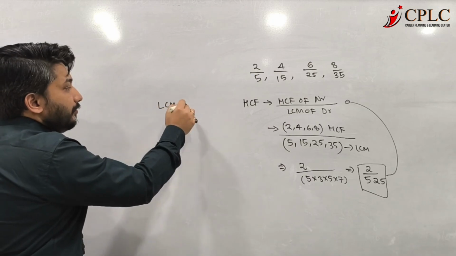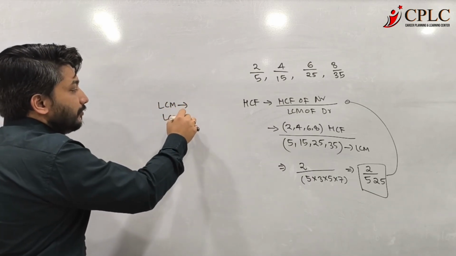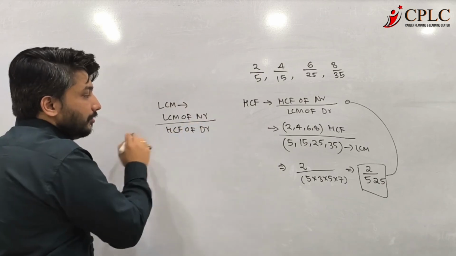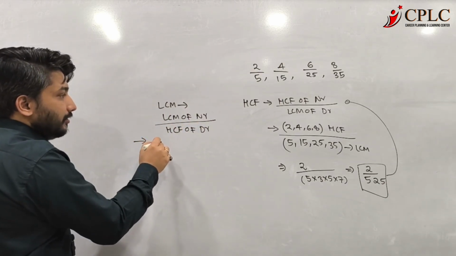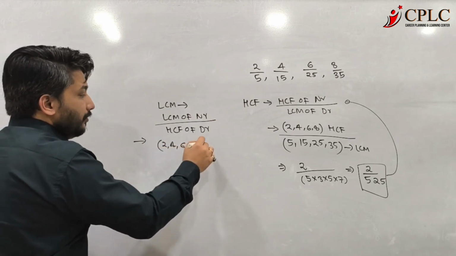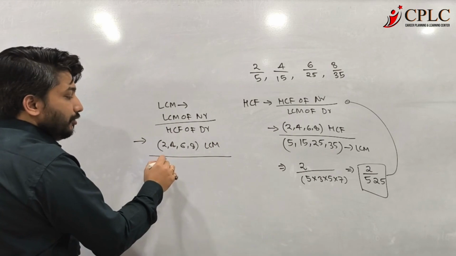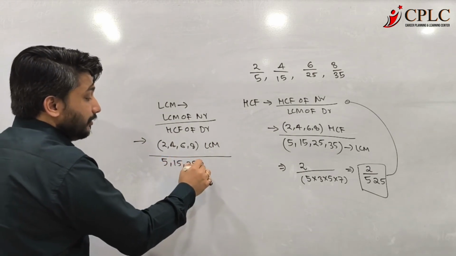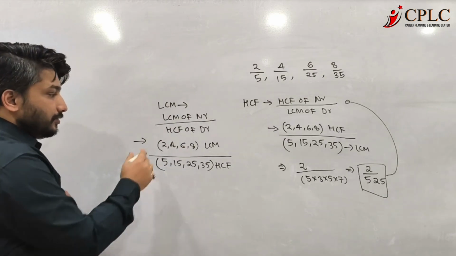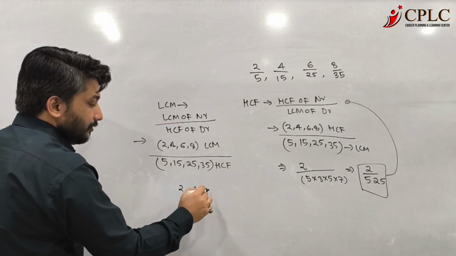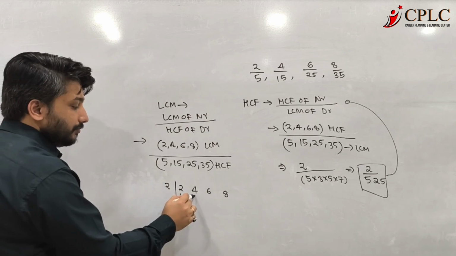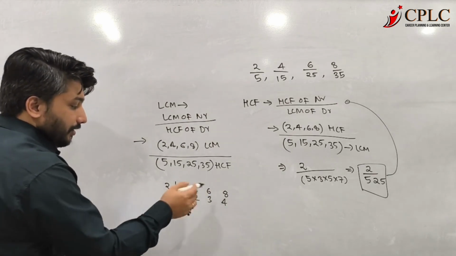So for LCM, if you remember, it is going to be LCM of numerator and HCF of denominator. So let's do that. When we apply the formula, numerator is 2, 4, 6, 8. We have to find out LCM of that, and the denominator is 5, 15, 25, 35. We have to find out HCF of that. Let's use whatever we have done so far. So for 2, 4, 6, 8, if we calculate the LCM, so first we can divide by 2. Now we can again divide by 2.